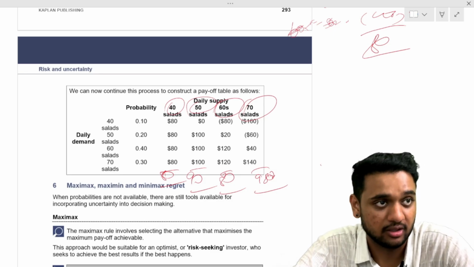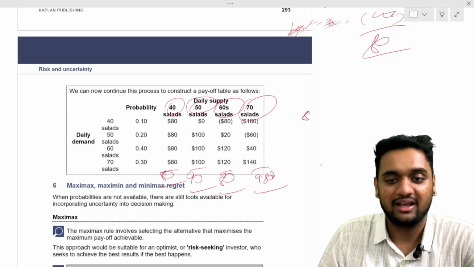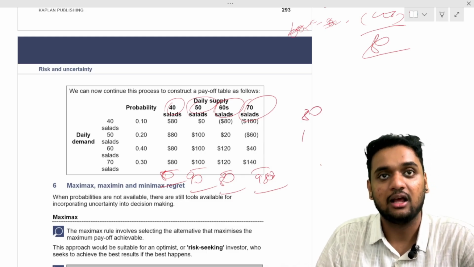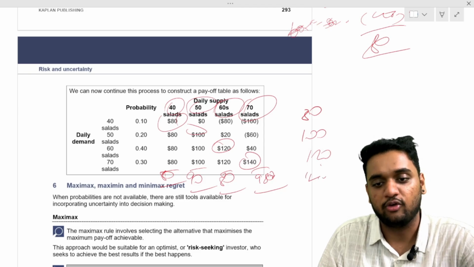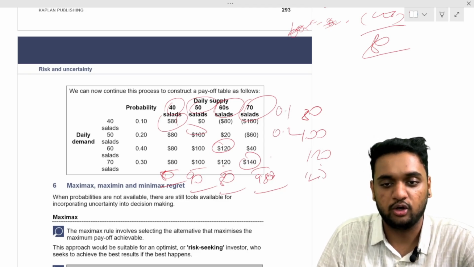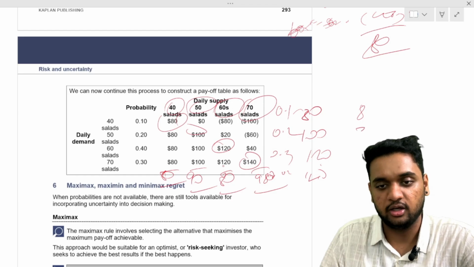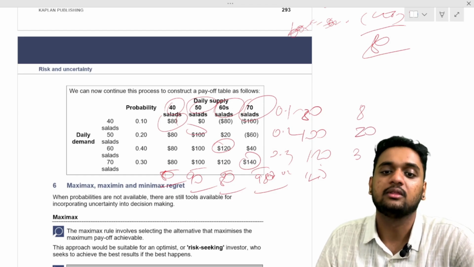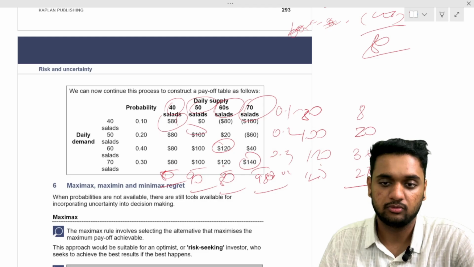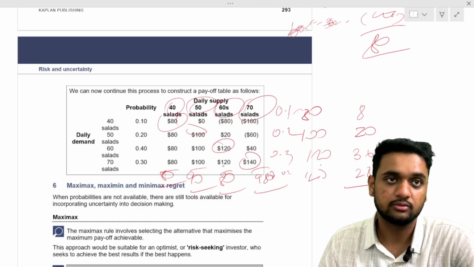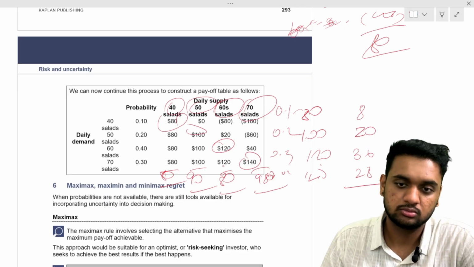If I have perfect information, what are the respective profits I will get? For 40 and 40, I will get 80. For 50 and 50, I will get 100. For 60 and 60, I will get 120. For 70 and 70, I will get 140. Probabilities are 0.1, 0.2, 0.3, 0.4. Multiply, what are you getting? 8, 20, 36, 28. What are you getting? 92. 48, 42.